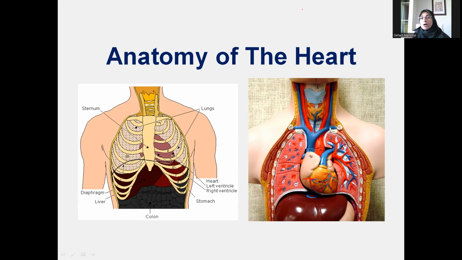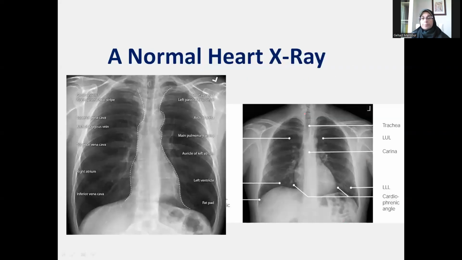I might also ask you, for example, about the large vessels that are connected to the upper border of the heart, or the large vessels in general that are connected to the heart. So you would be talking about the superior vena cava, the inferior vena cava, the aorta, the pulmonary artery, and the pulmonary veins.